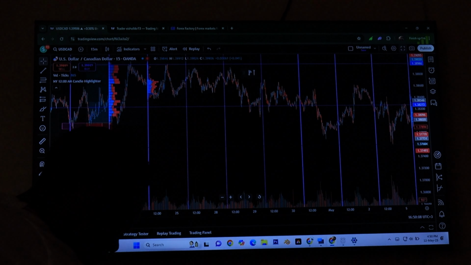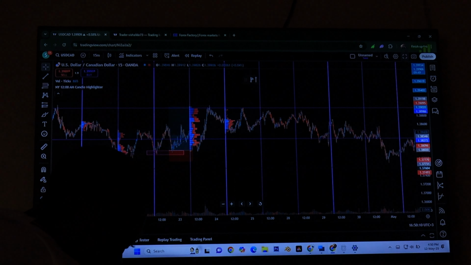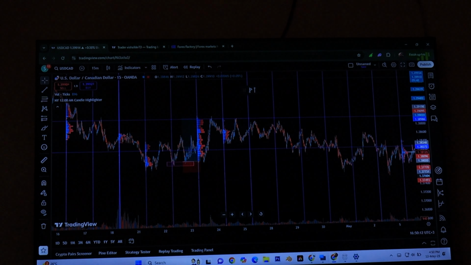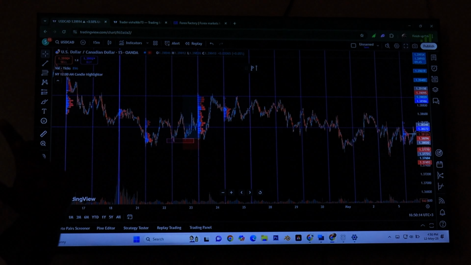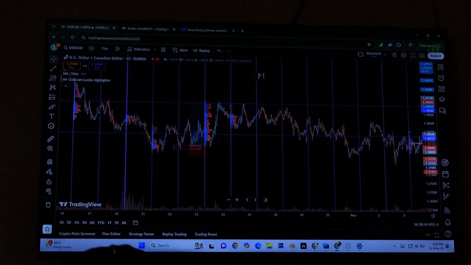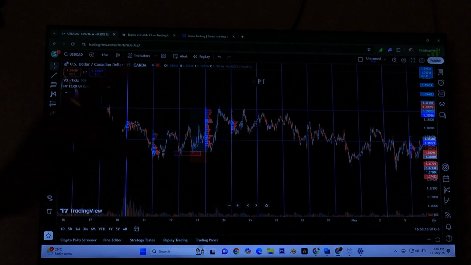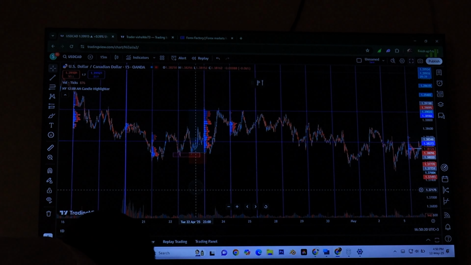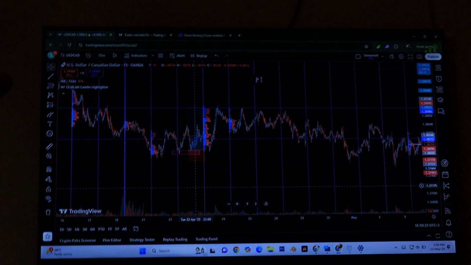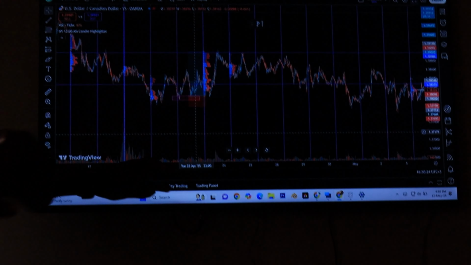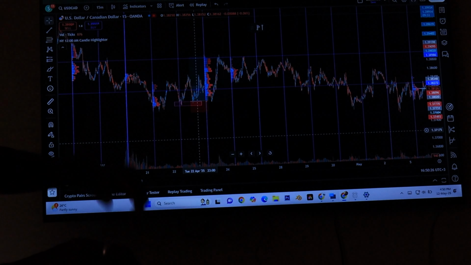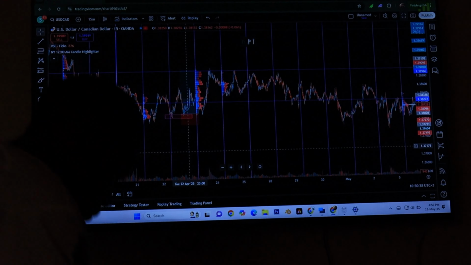So I'll also be explaining this trade that I took someday, explaining it using my system. So this trade happened on Tuesday 22nd April 2025. That was on a Tuesday.